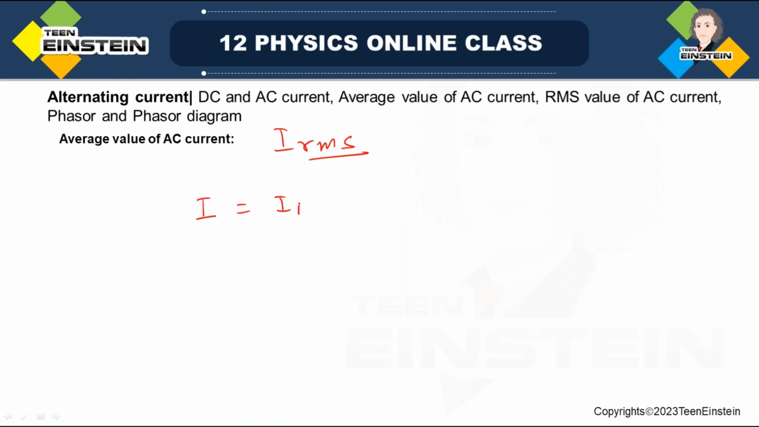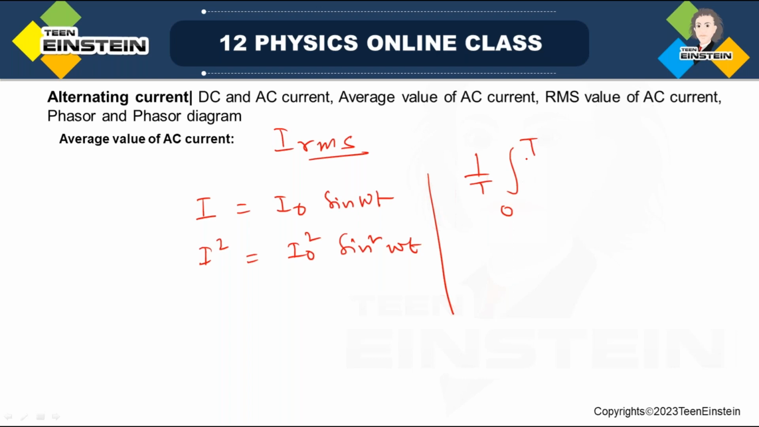I is equal to I0 sine omega t. I'll just finish with this. So I square means I0 square sine square omega t. Then if we take the full scale average of this square term, it actually will not give you 0.